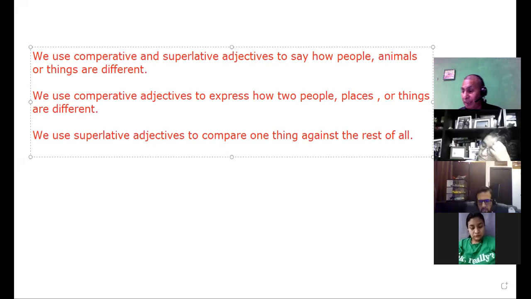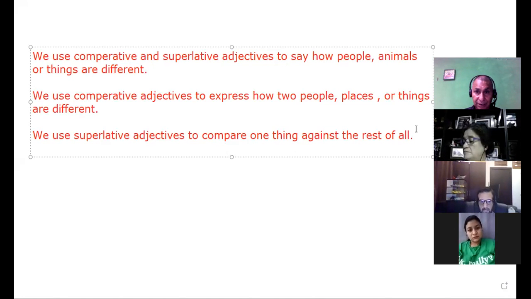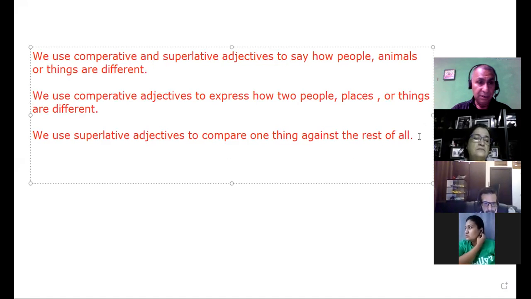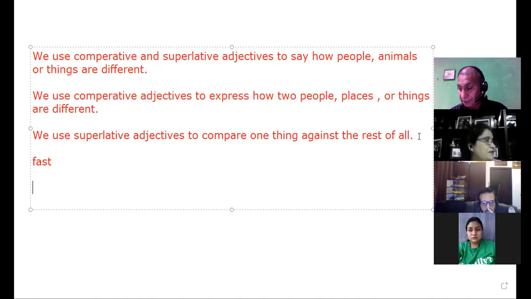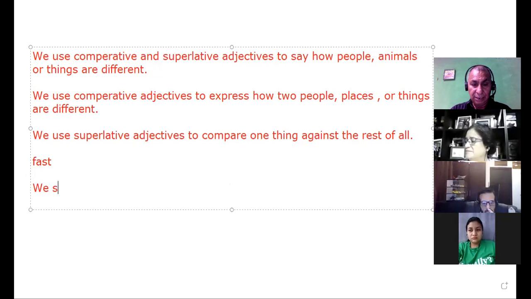Okay, so in the case that we have three animals, a dog, a horse, and an elephant, how can we compare these three animals? Okay, let's compare them. The horse. Let's compare them with the adjective fast. We're going to use the adjective fast. Yeah. The elephant is the biggest. So we say in the zoo.